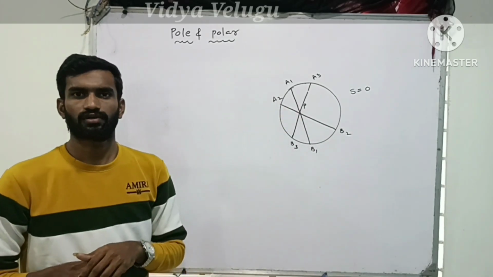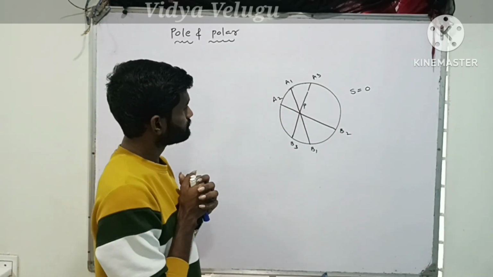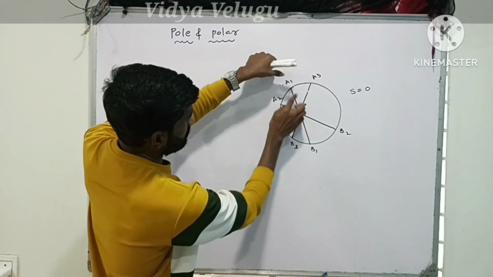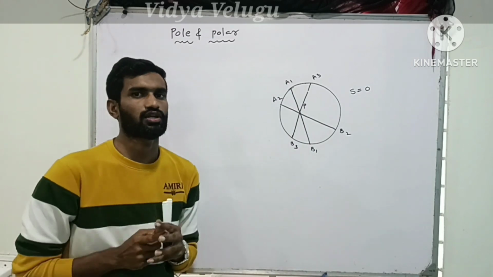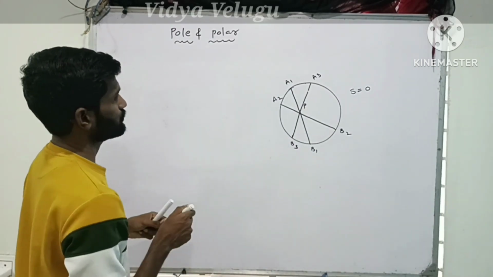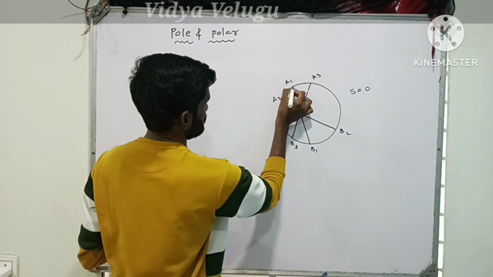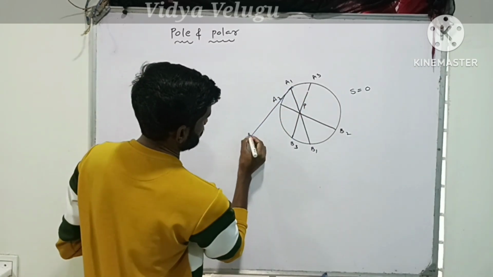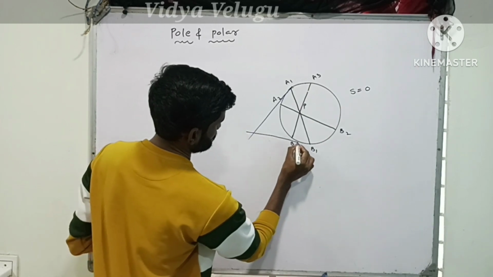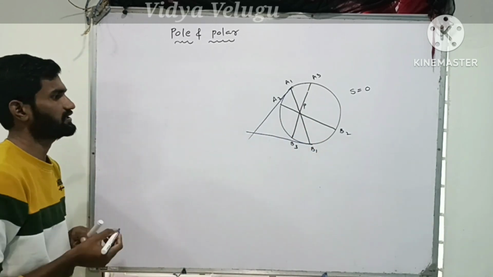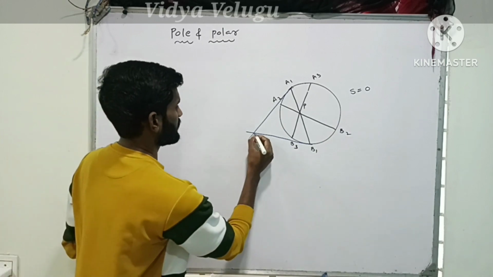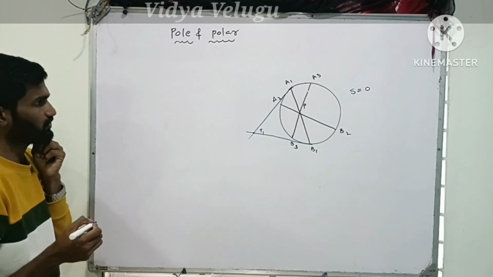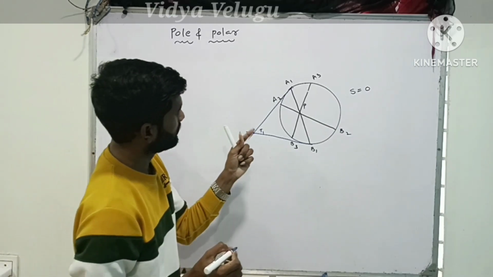Now the same concept again. For these chords A1 B1, we have to draw the tangents. Here I am going to draw the tangents at A1 and B1. So this is the tangent at A1 and this is the tangent at B1. These two intersect at this point, let us call it T1. Next I am going to take A2 B2.